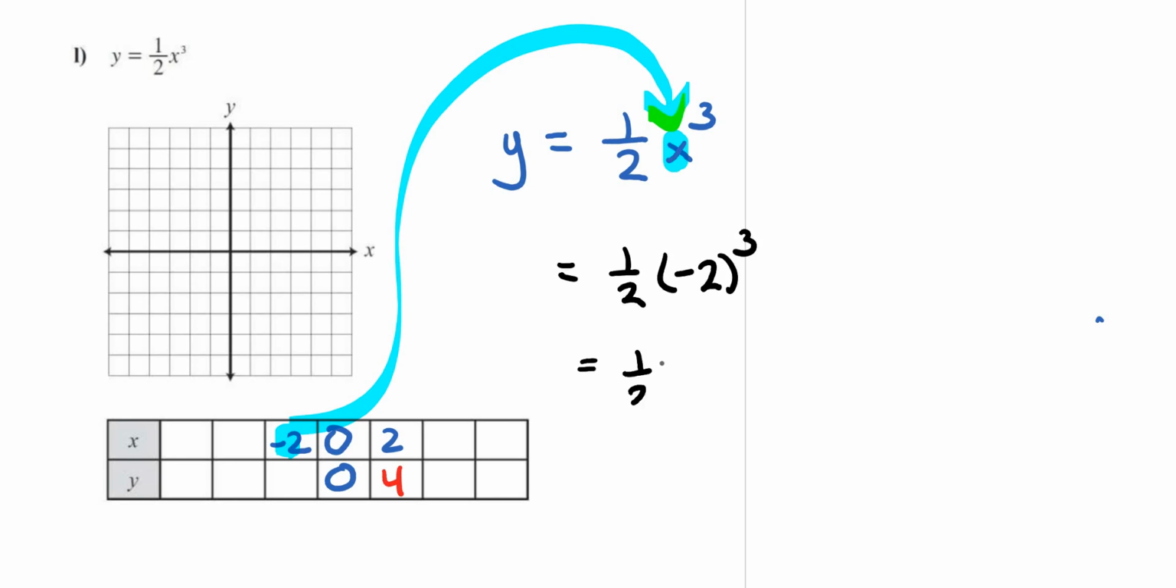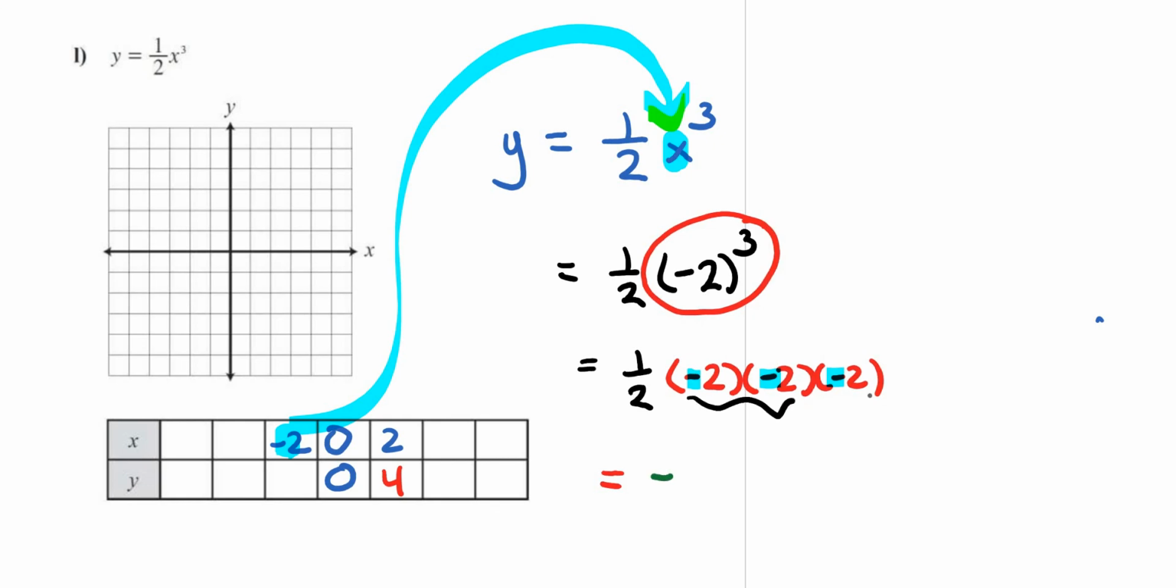So this is going to be 1/2. And if you raise a negative number to the power 3, that's the same thing as -2 times -2 times -2. I have 3 negative signs. So the final answer will be negative. And 2 times 2 times 2 is going to be 8. And 8 times a half is going to be 4, right? So it's going to be -4 for that one there.